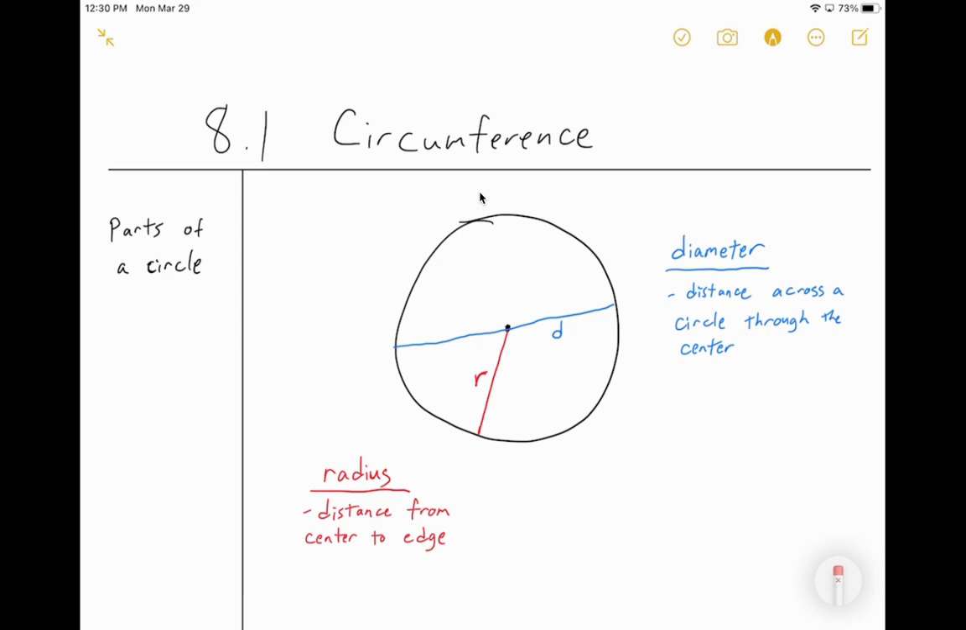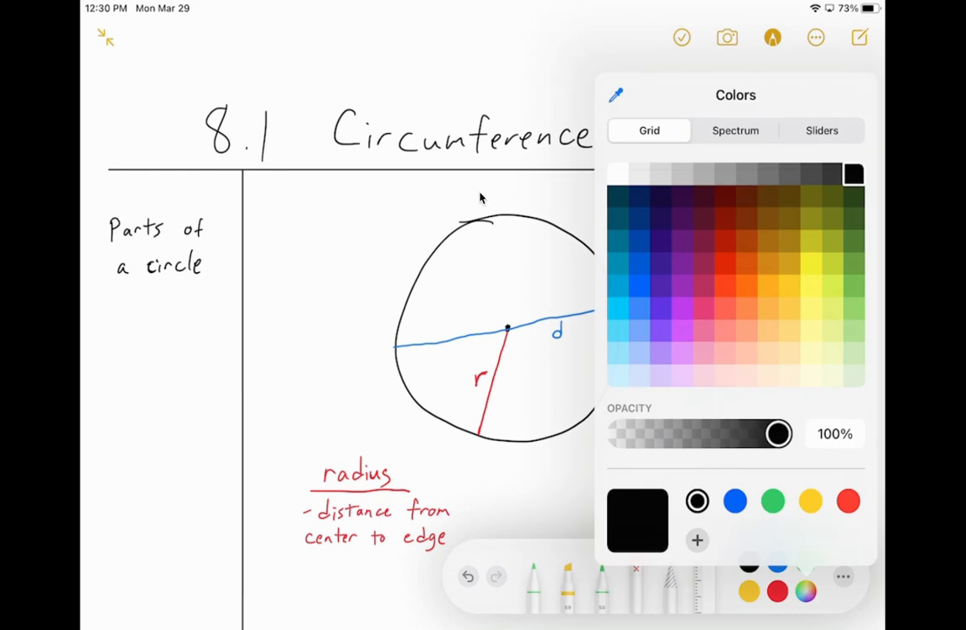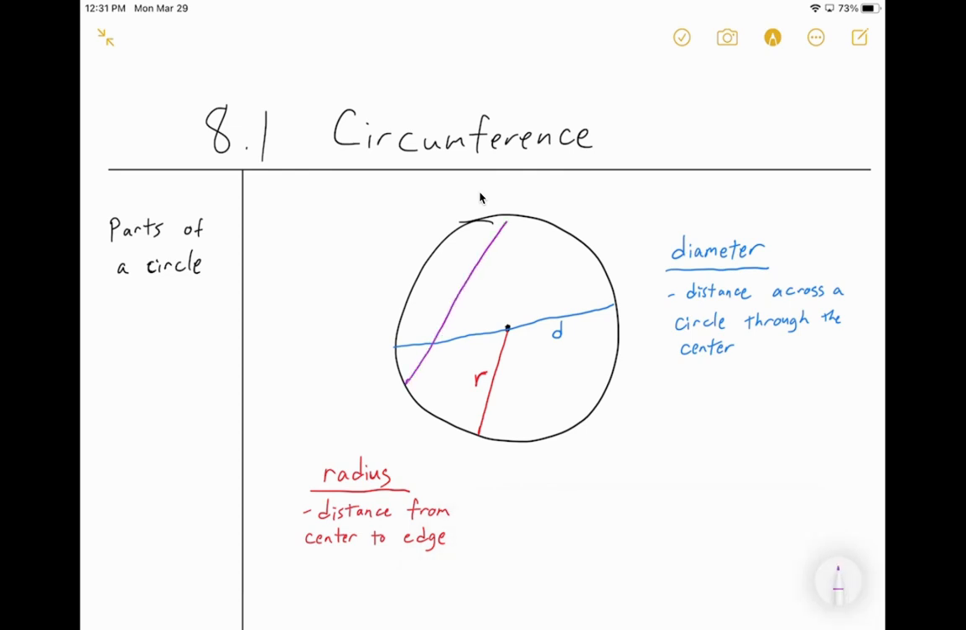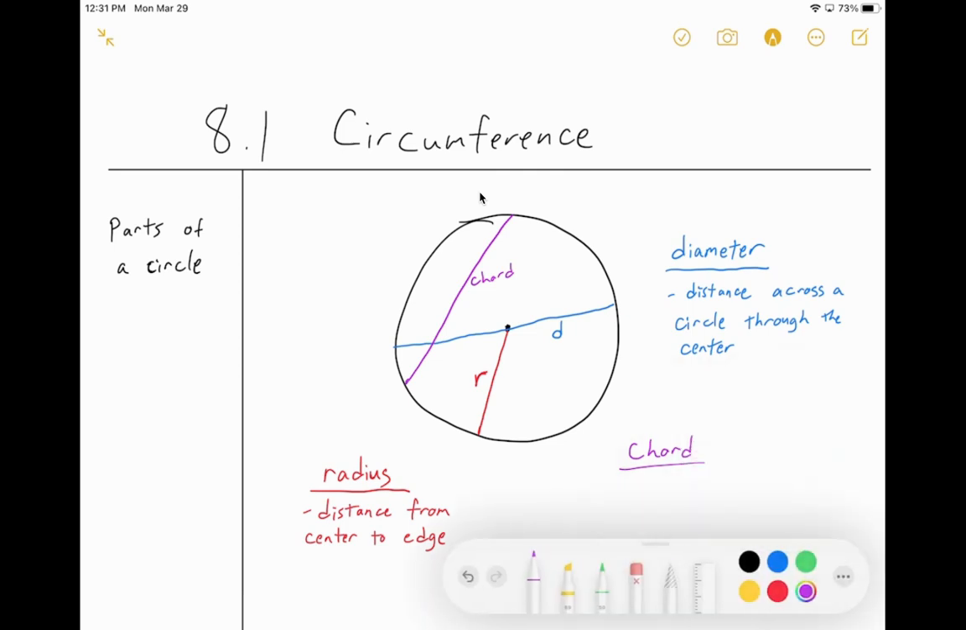There's one more vocabulary word that we'll go over really quickly here. What if I have a line that goes from one edge to another edge but doesn't go through the center? This is called a chord. A chord, kind of like in music. At least the word is a chord. It goes from one edge to the other, but not through the center.